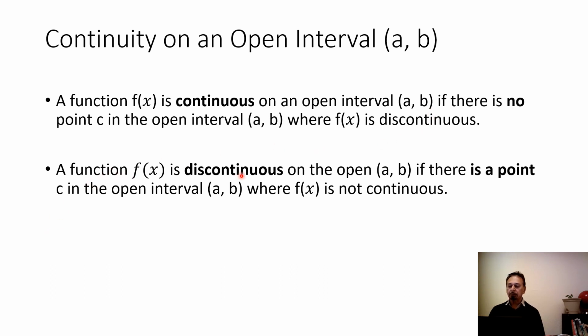A function f of x is discontinuous on the open interval a, b if there is a point c in the open interval a, b where f of x is not continuous. So if there is any point in the interval where the function is not continuous, then we say f of x is discontinuous on the open interval.